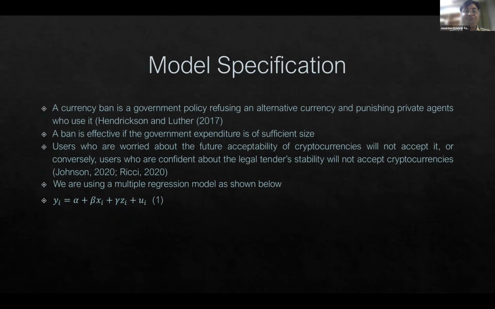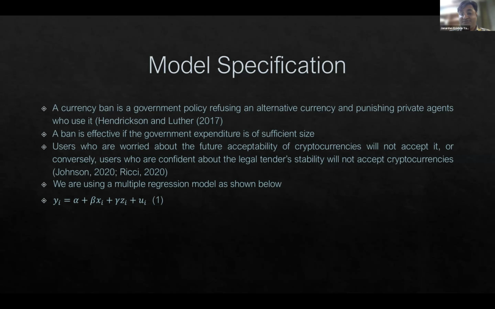are talking about it. So coming to a model specification, we define a currency ban for restricted and banned, like there are two words differently used. We are clubbing them into one because that's the kind of data available. So a currency ban is a government policy refusing an alternate currency or punishing the people who use it, which is evident in the literature. Hendrickson and Luther defined it that way.